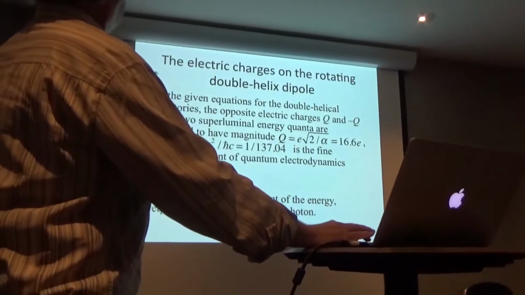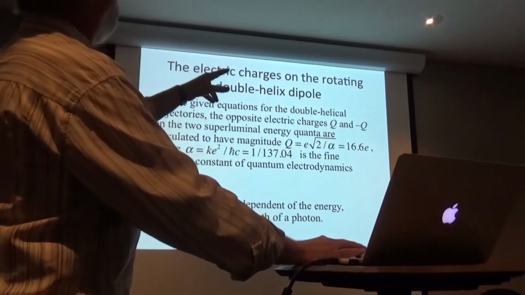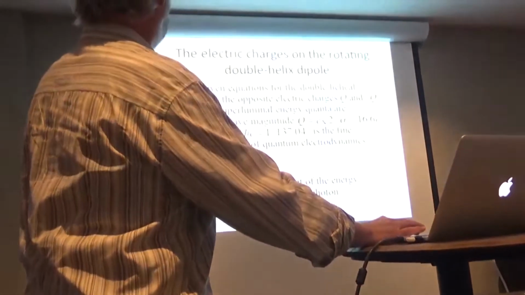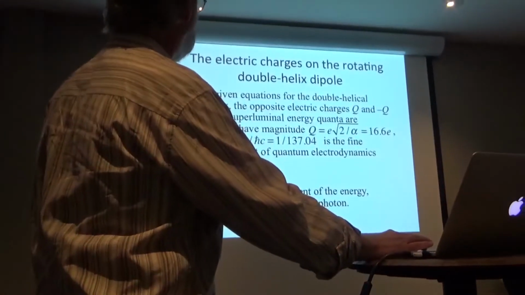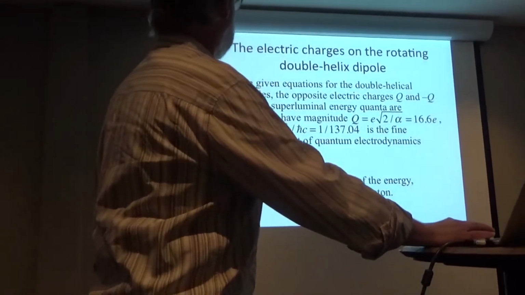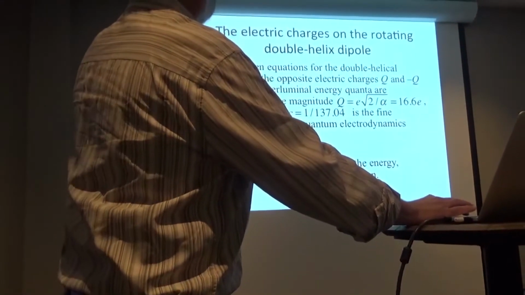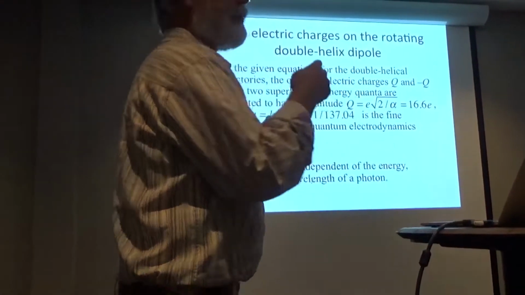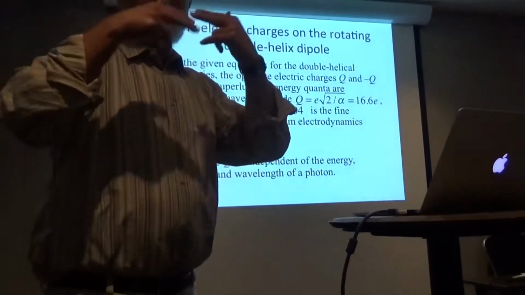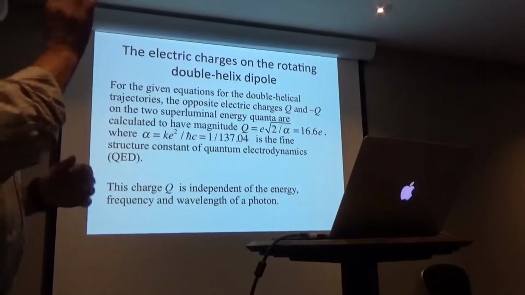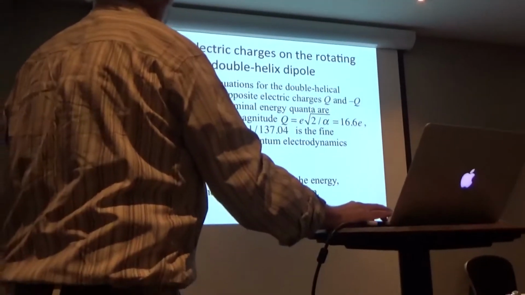Here's a summary. For the given equations, the opposite electric charges, Q and minus Q, are calculated to have a magnitude Q equal to e square root of 2 over alpha, 16.6 e. Alpha is the fine structure constant, 1 over 137.04 of QED. And this charge is independent of the energy, frequency, or wavelength of a photon. So every photon will contain that charge, the highest energy to the lowest energy photon.